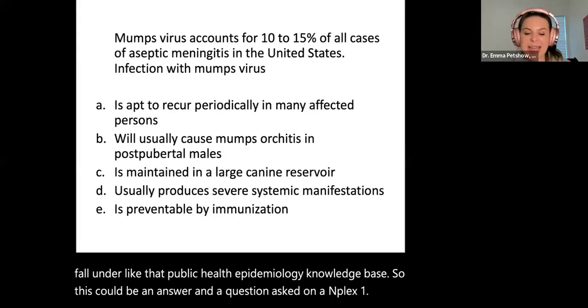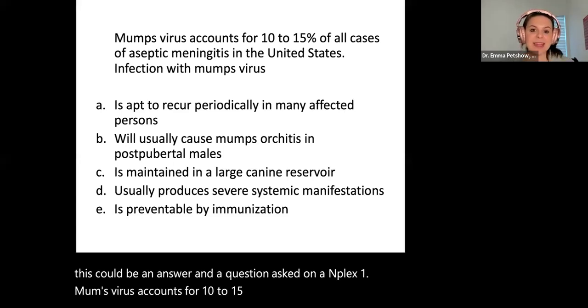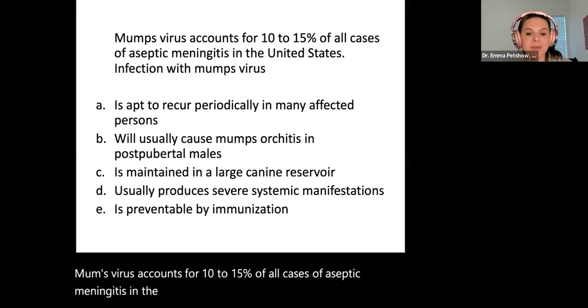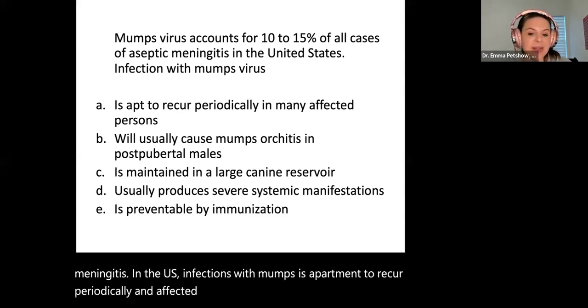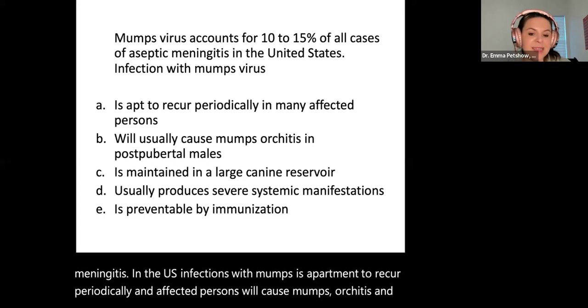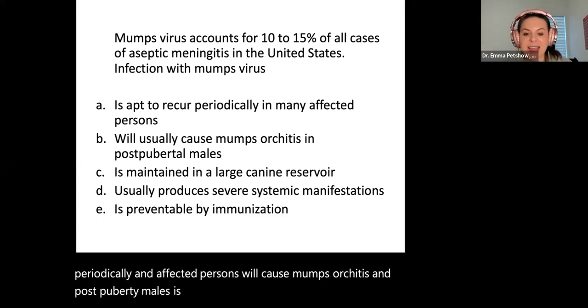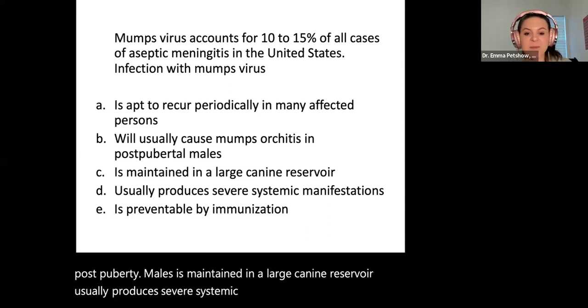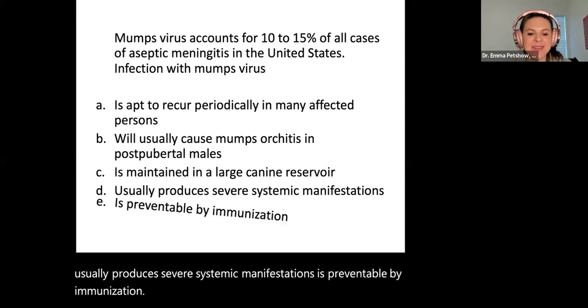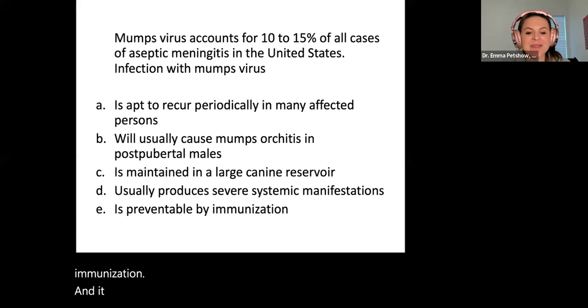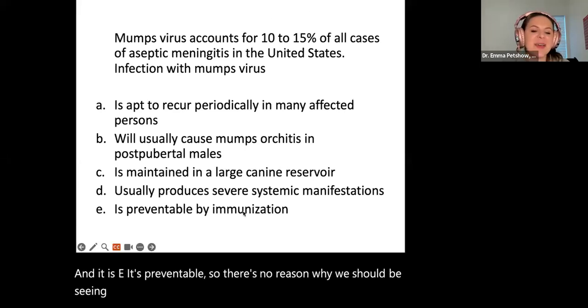Mumps virus accounts for 10 to 15% of all cases of aseptic meningitis in the US. Infections with mumps is apt to recur periodically in affected persons, will cause mumps orchitis in post-pubertal males, is maintained in a large canine reservoir, usually produces severe systemic manifestations, is preventable by immunization. And it is E. It's preventable. So there's no reason why we should be seeing cases like this, because it is a preventable condition by immunization.